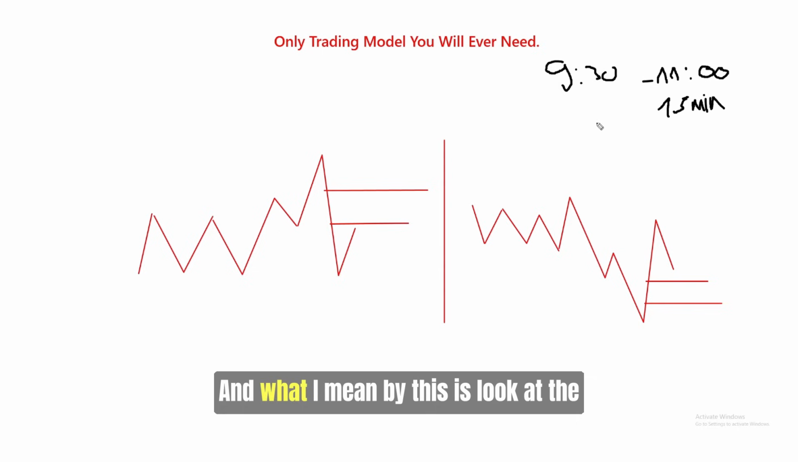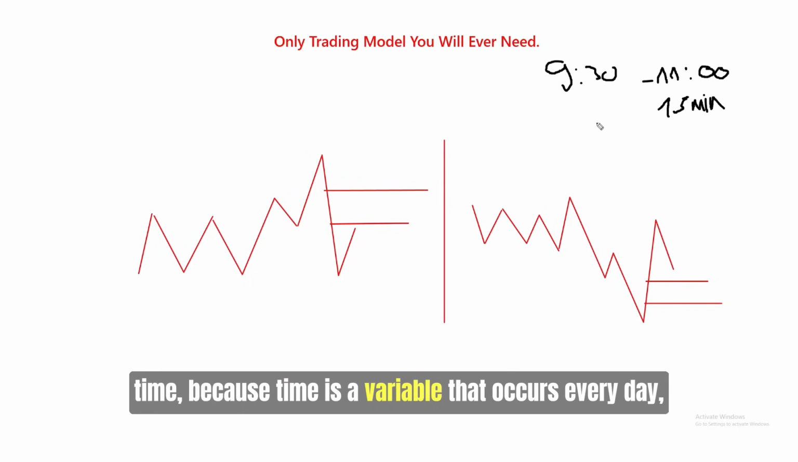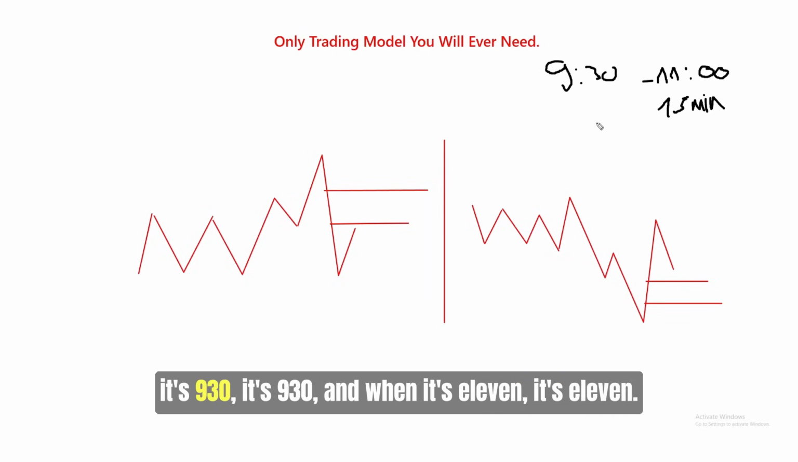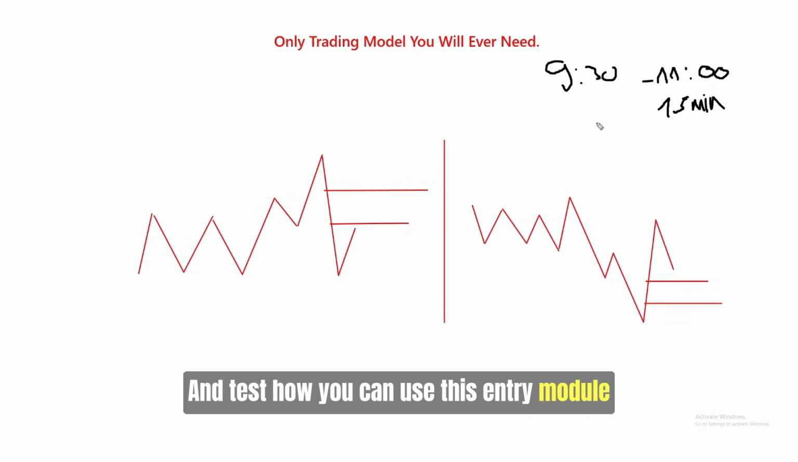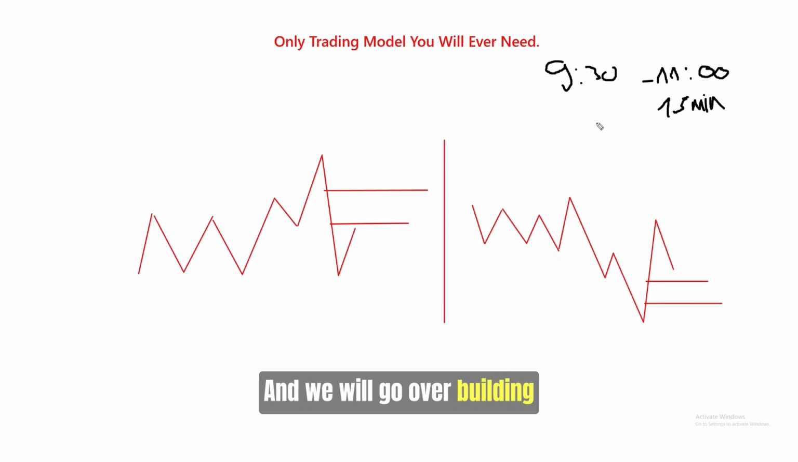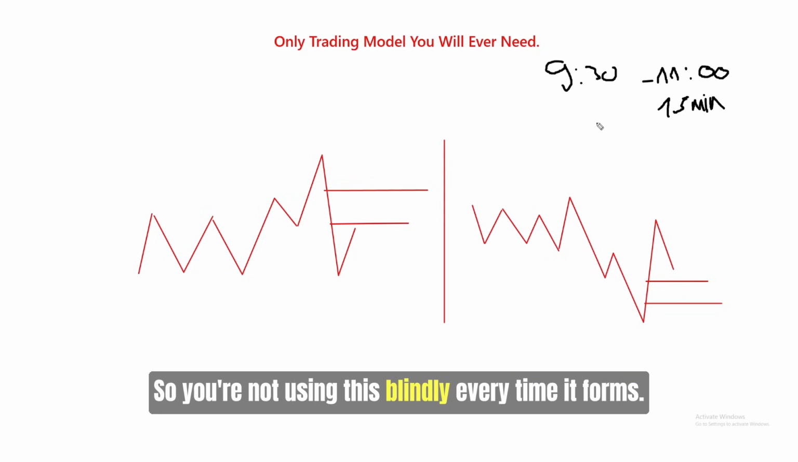And what I mean by this is look at the time, because time is a variable that occurs every day and it doesn't allow any room for thinking, because when it's 9:30, it's 9:30, and when it's 11, it's 11. And test how you can use this entry module in that mechanical edge that you're trying to build. We will go over building mechanical edges in the future, but for now, remember that, okay? So you're not using this blindly every time it forms.